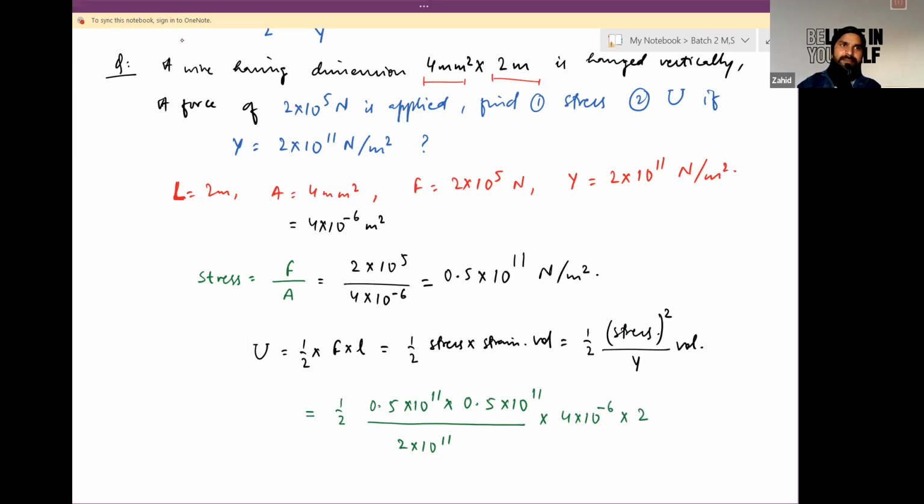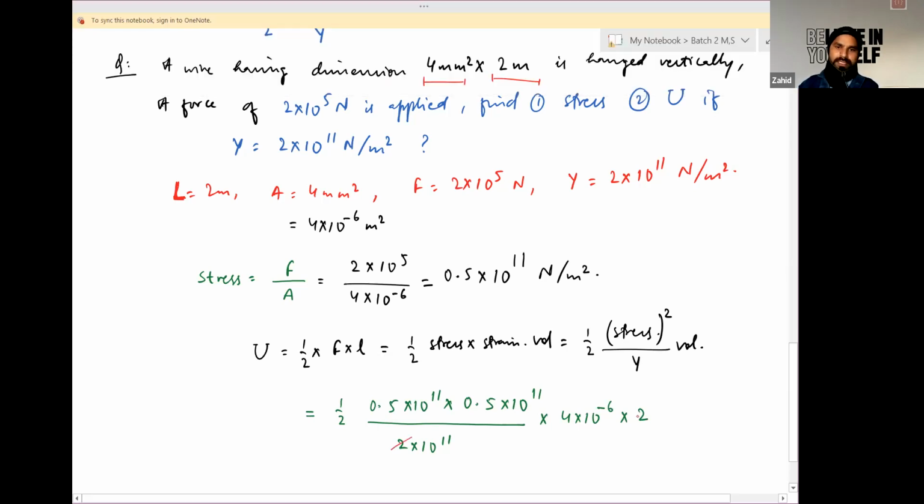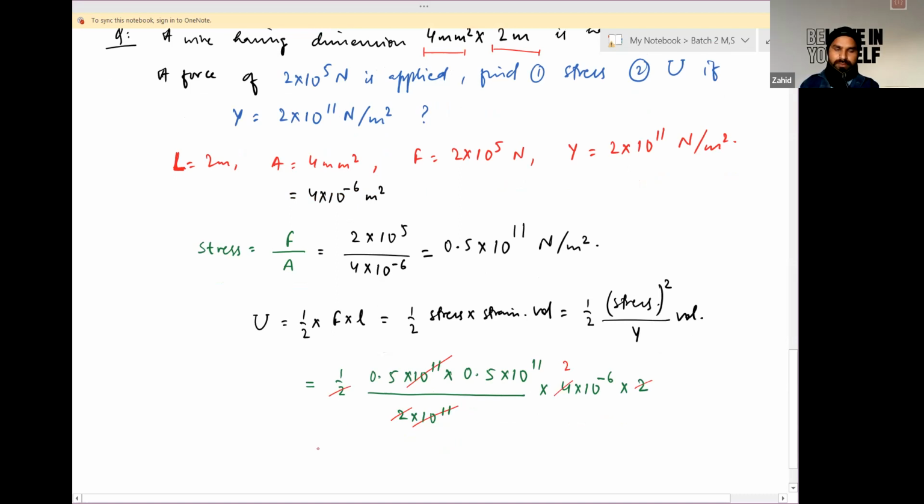Now, on simplifying it, this 2 and this 2 will cancel out. 10 to the power 11, 10 to the power 11 will cancel out. This 2 will cancel out this by 2. So on multiplying, you will get 0.5 into 10 to the power 11 minus 6. It will be 5 joule.